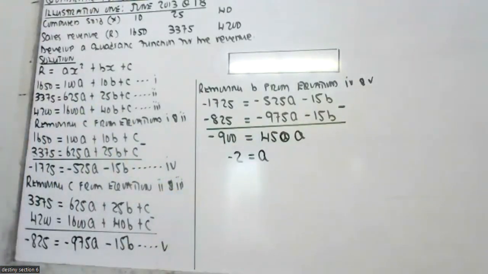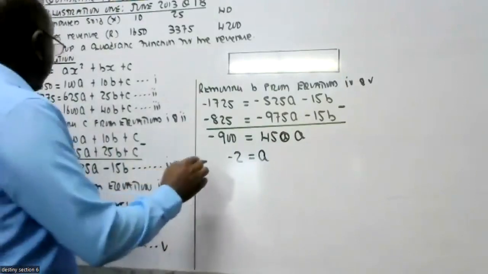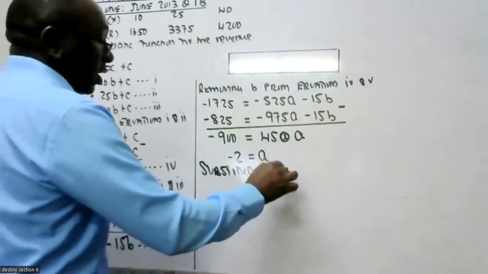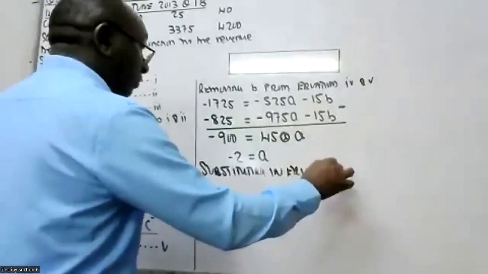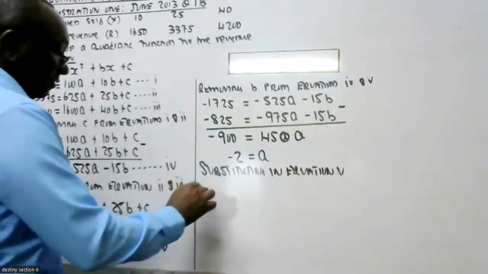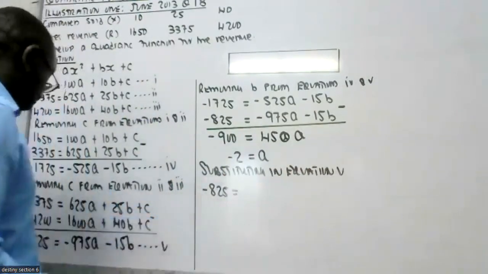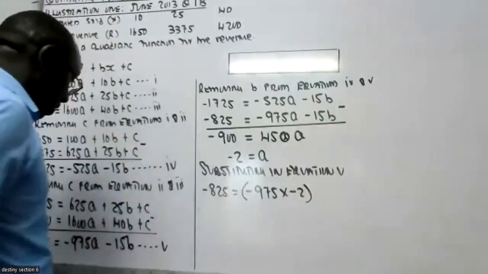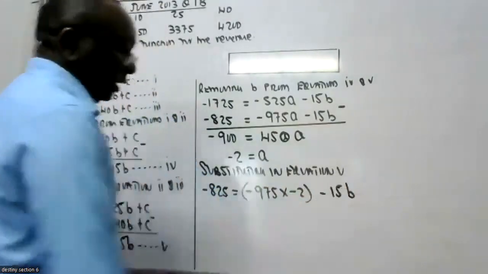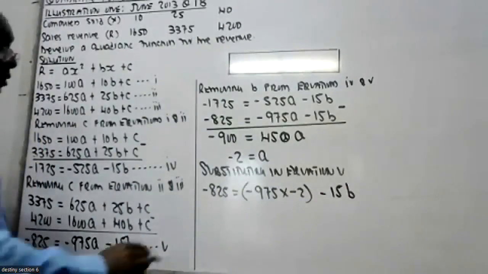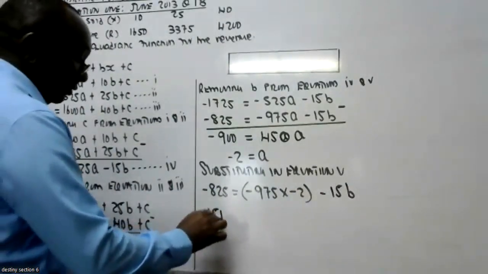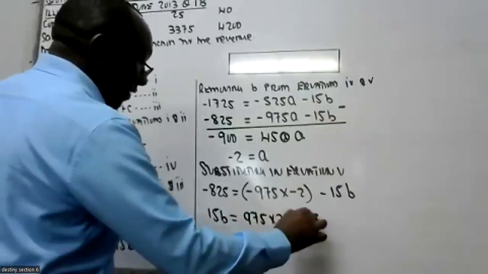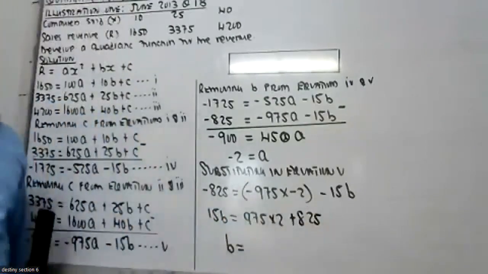So if A is -2, you proceed and say substituting in equation 5. You will have minus 825 is equals to minus 975 times -2, minus 15B. So this becomes 15B is equals to 975 times 2 plus 825. So from there, tell me B will be equal to what?